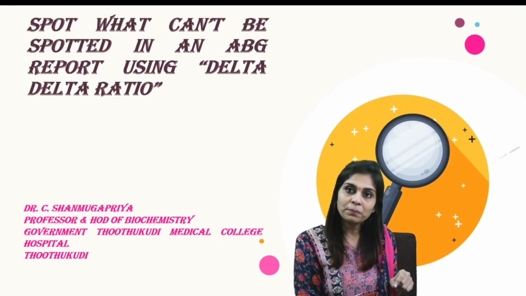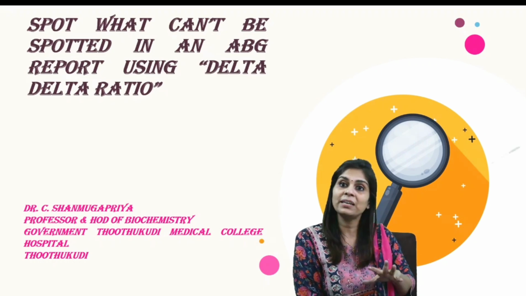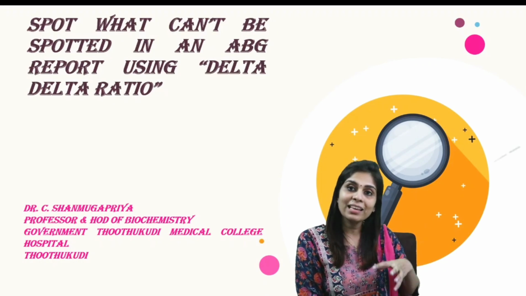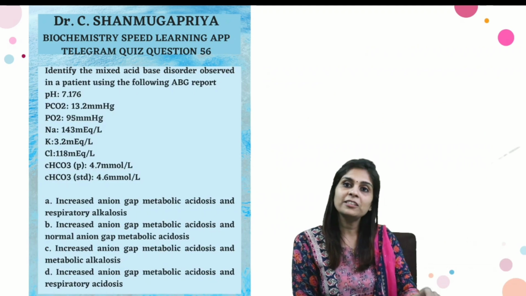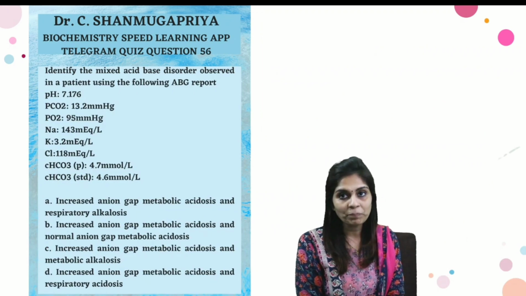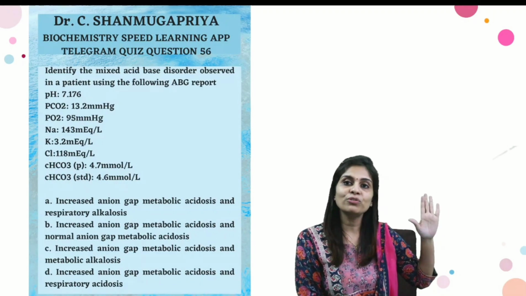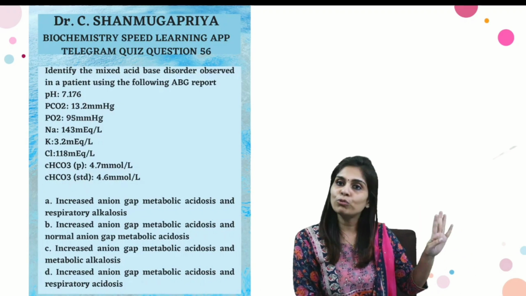To make it simple, the objectives of this video are to first tell you the concept behind the formula for delta-delta ratio and then to help you apply that formula in a clinical scenario by providing an actual ABG report which we got in our laboratory. So you are provided with a set of values, and the question assigned to you is to find out the mixed acid-base disorder in that report, and you're given 4 choices.